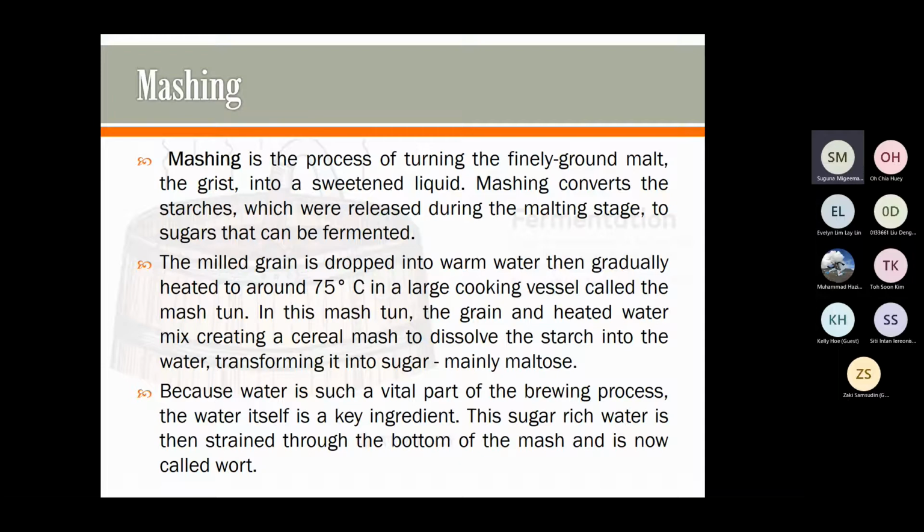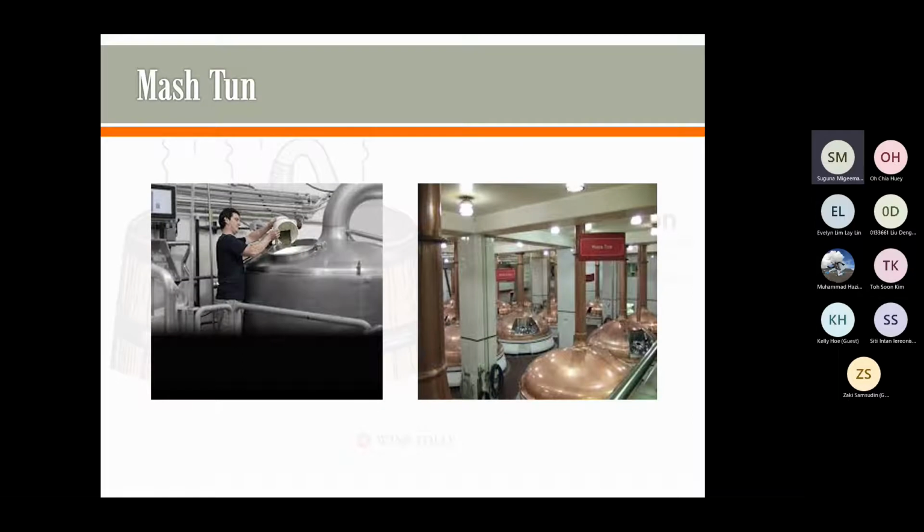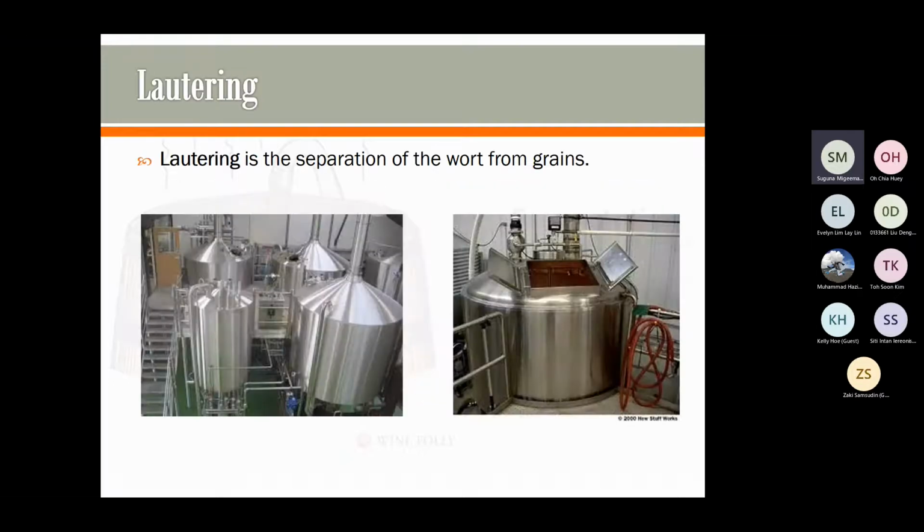So from the mashing process, what you can see is now the grain is mixed up with the water. Okay, so it means we have to sieve out the mashed ground malt, and then collect the liquid. Okay, so this is the mash tun. It's a big one. From there it goes through the process of lautering, where we separate the wort from the grain.